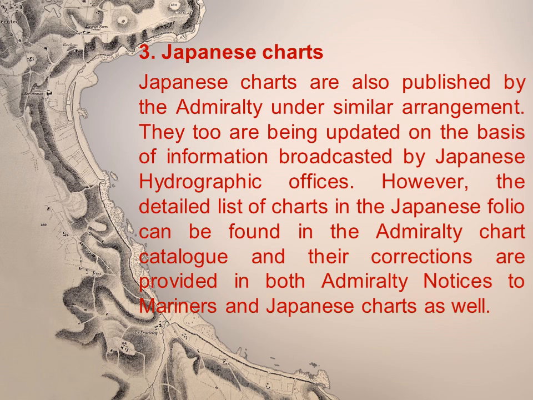Next is the Japanese chart. Japanese charts are also published by the Admiralty under a similar arrangement. They too are being updated on the basis of information broadcast by the Japanese Hydrographic Office. However, the detailed list of charts in the Japanese folio can be found in the Admiralty Chart Catalog, and their corrections are provided by both Admiralty Notices to Mariners and Japanese charts as well.